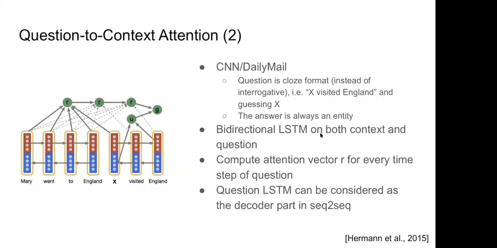This paper was dealing with a data set called CNN Daily Mail. I have been dominantly talking about SQuAD for machine reading comprehension data sets. This is also an MRC data set, actually a very early one. In fact, this data set was proposed in the same paper. So the paper was proposing both a data set and also a model that can be used for the data set. And it's quite interesting how this data set was created. It was automatically created from news articles from CNN and Daily Mail. That's where the name comes from.